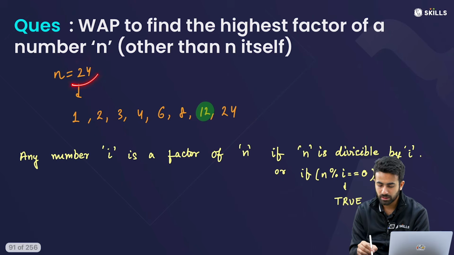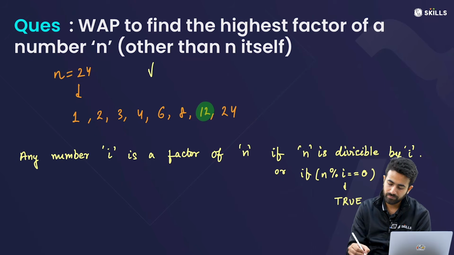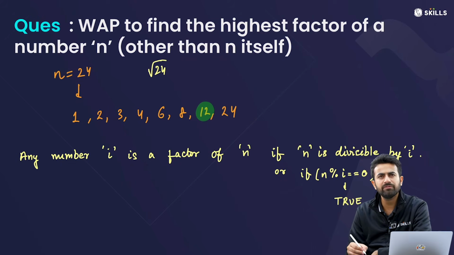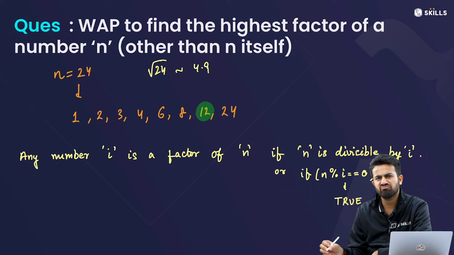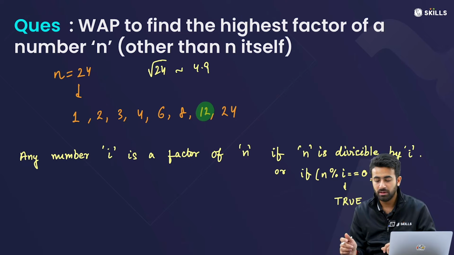24, let's look at it. What is the square root of 24? It is almost equal to 5. The square root of 25 is 5, so the square root of 24 is 4.9 something. Of course 4.8, 4.9. Let's find out whatever.